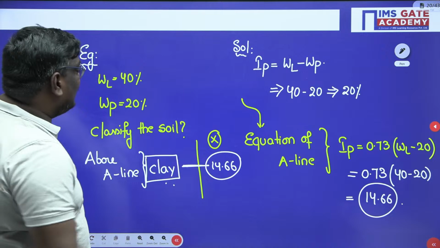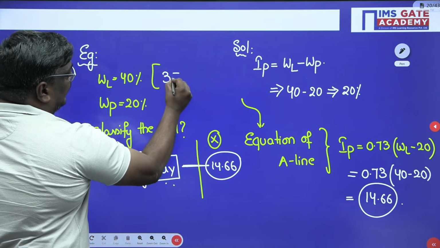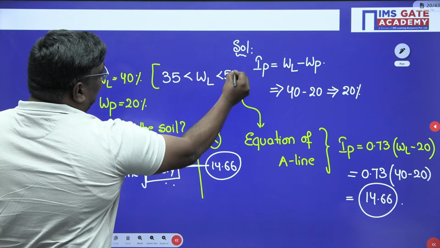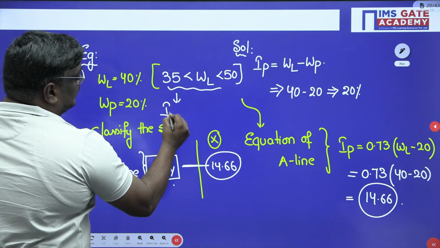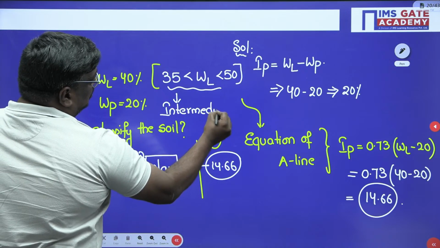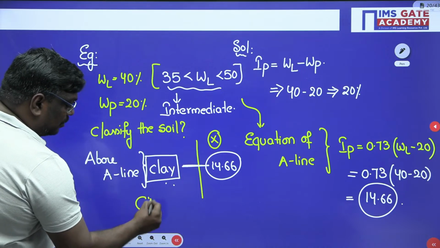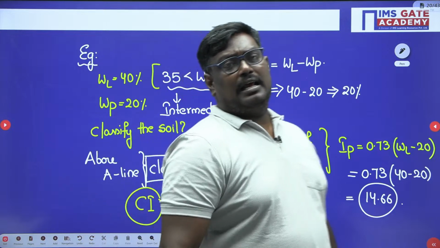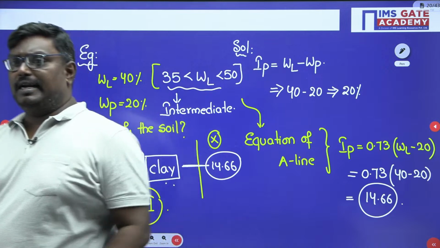Now what is the value of the liquid limit? The liquid limit is between 35 to 50. When the value is between 35 to 50, we call it intermediate. So the answer here will be CI. What is that CI? Above the A line it is clay, and I means intermediate clay. So please write it down, students.